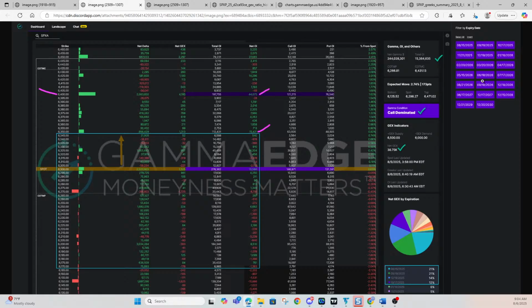Again, these are our cruise ships. These are our larger institutions and larger market participants. They're not positioning for 0DTE or weekly. They're positioning for monthly expiries, as you see here.